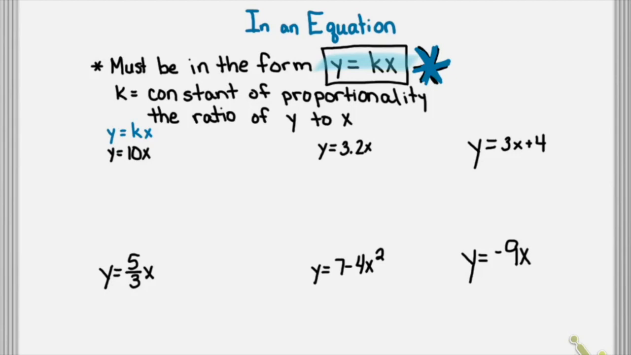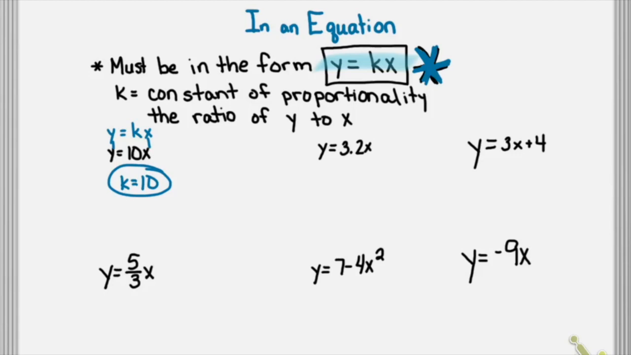Is it in that form? Yes, it's in that form. And then what is k? Well, you can match up your y and match up your x. What is k? There's only one number you have left, and that's 10. So k equals 10.